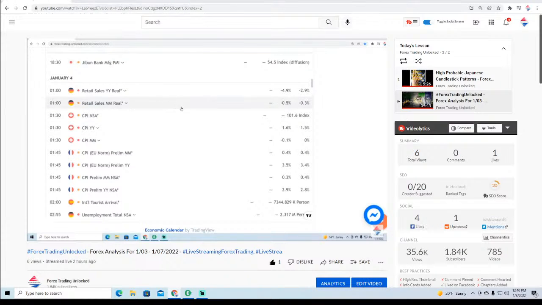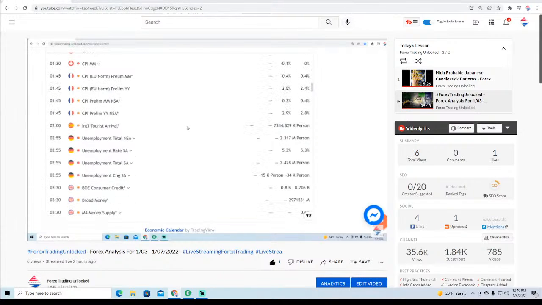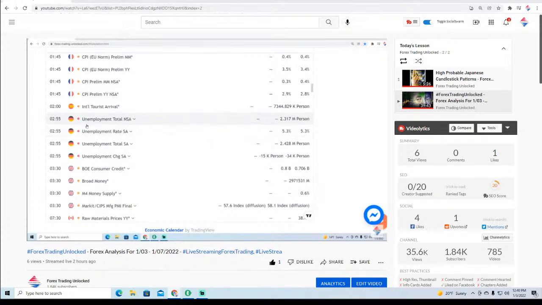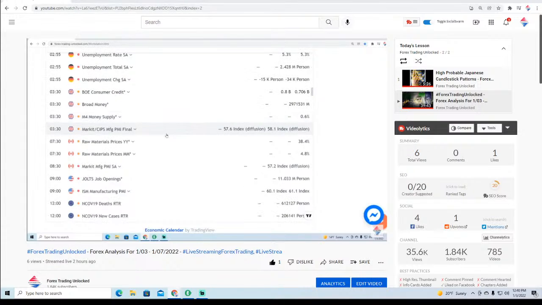So we have retail sales that will impact the euro. We have the CPI for Switzerland, and also we'll have a little bit of a tick, I'm sure, here or there that will make things move. We also have the unemployment numbers for Germany. That might stir up the euro a little bit. For England, we have consumer credit, so the pound may have a little reaction off of that.